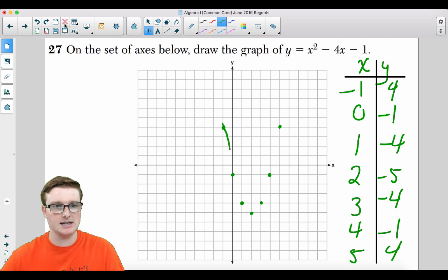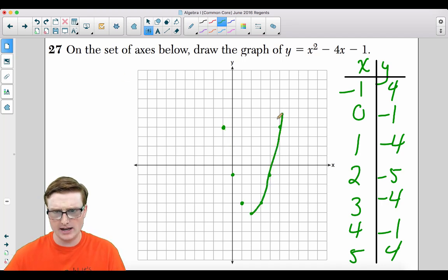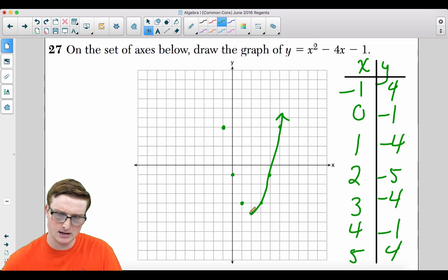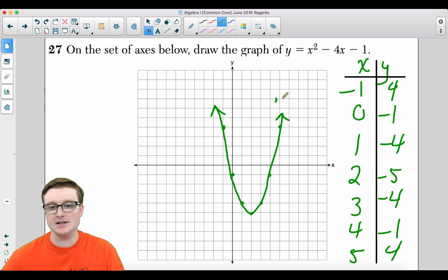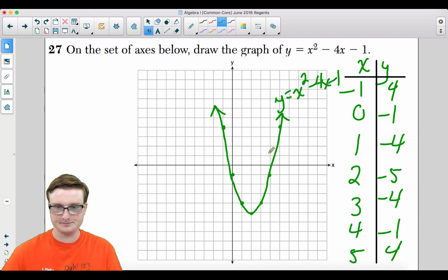Ladies and gentlemen, this is your quadratic right here. Hopefully I can draw this neatly, and I think I can. There we go. And this is y is equal to x squared minus 4x minus 1. All right, and that's how you graph it.